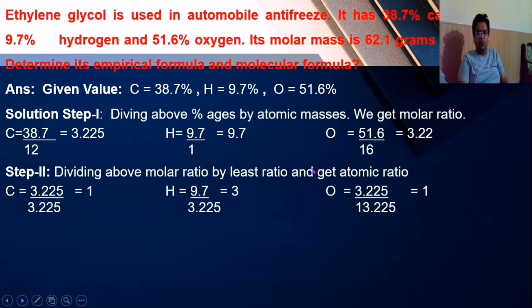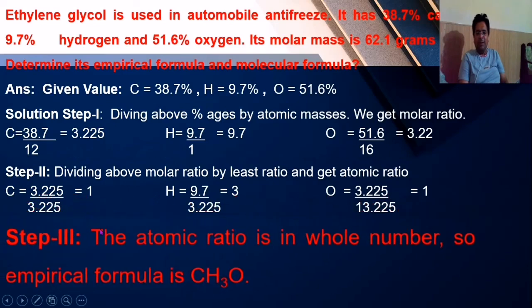Now the next step, calculation of atomic ratio. As 3.225 is the least figure, divide all by 3.225. We will get the atomic ratio. This is 1, this is 3, this is 1. So its empirical formula will be C1H3O1, and as 1 is not written, its empirical formula is CH3O. The molar mass is given as 62.1 grams per mole.